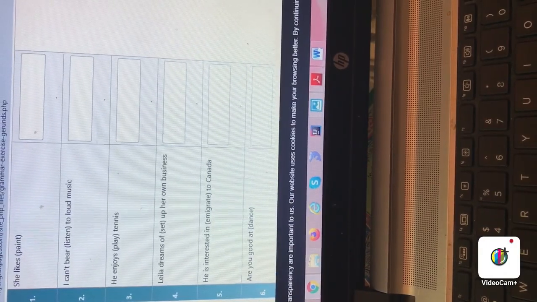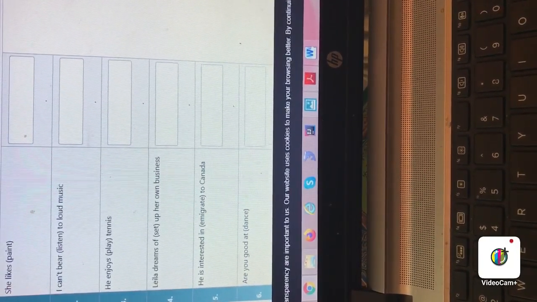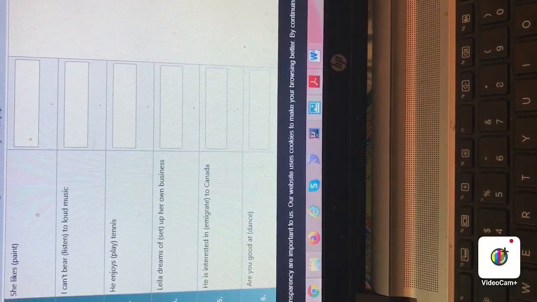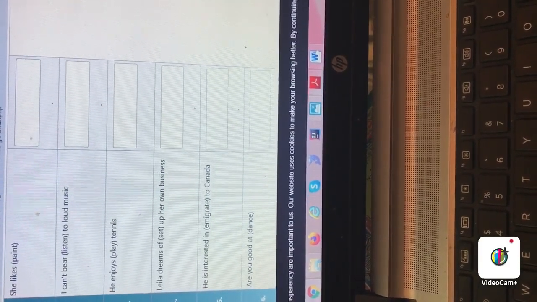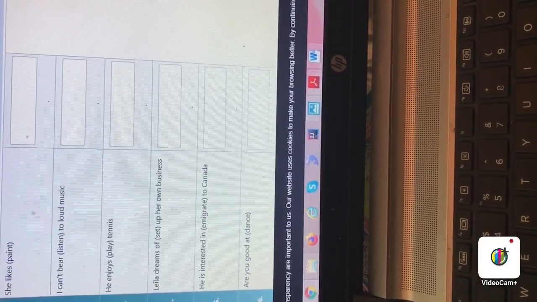In the first sentence, we have paint in brackets. In all these sentences, we have been given a verb in brackets: paint, listen, play, set, emigrate, dance. You have to complete these sentences by inserting a gerund. For example, let me do sentence number 1 for you. She likes painting. Like is a verb here. She is the subject, and we have to insert an object. She likes what? She likes painting.